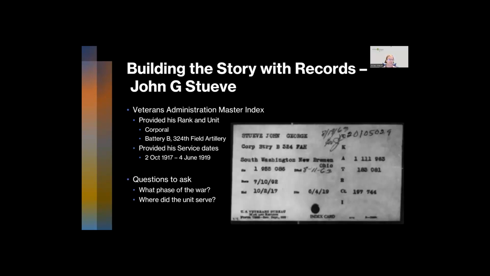But that exemption didn't pan out for him. He was enlisted in the military. And so I now have his Veterans Administration Master Index. So this shows that he was in the military, and it provides his rank and his unit. So he was a corporal with Battery B, the 324th Field Artillery.